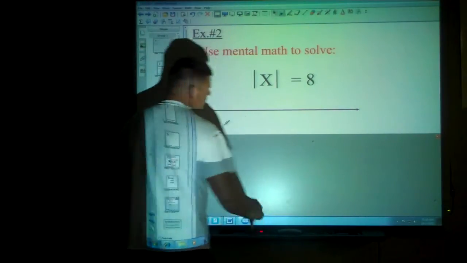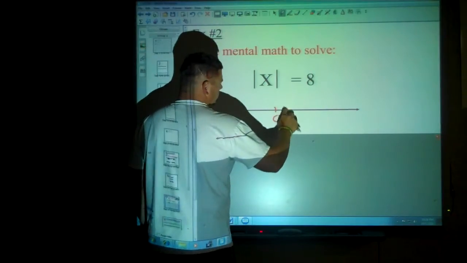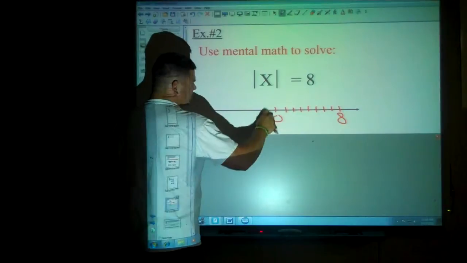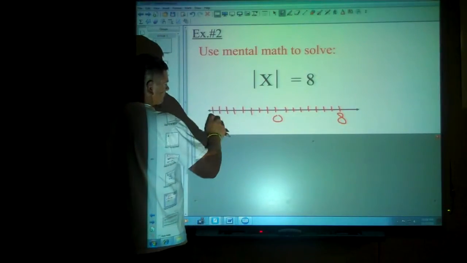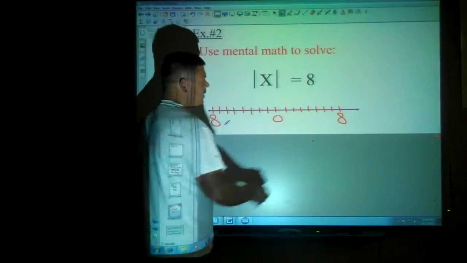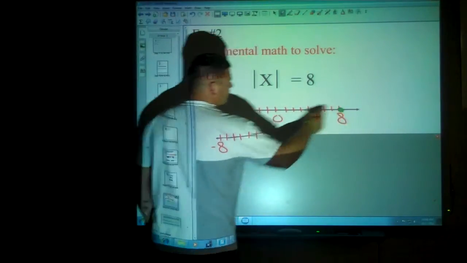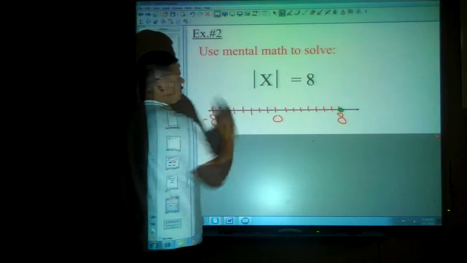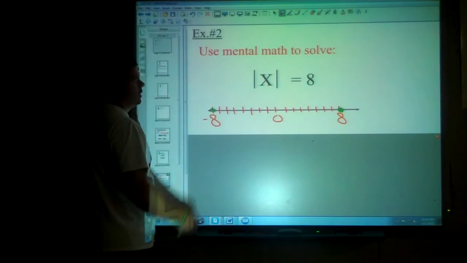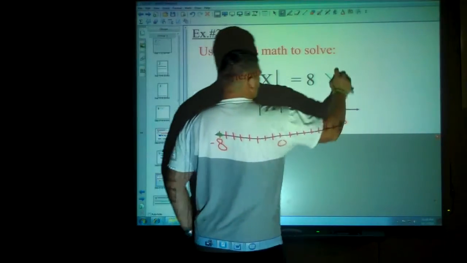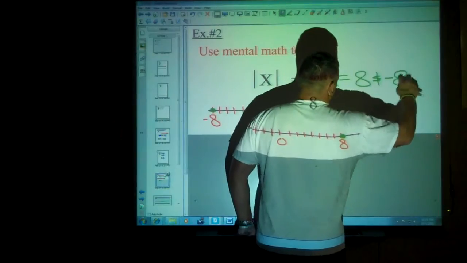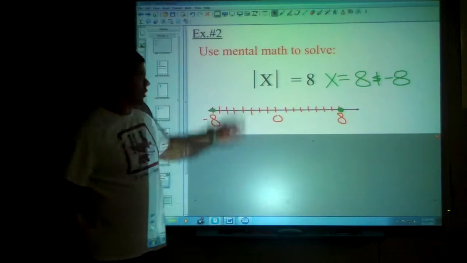And I'm going to put some dash marks on here. Here's 0. 1, 2, 3, 4, 5, 6, 7, 8. 1, 2, 3, 4, 5, 6, 7, 8. So that's negative 8. Well, if I had a dot right here, how far away is that from 0? 8 units. If I had a dot right here at negative 8, how far away is that from 0? 8 units, which means x can equal 8 and negative 8. Both of those work. Plug it in.